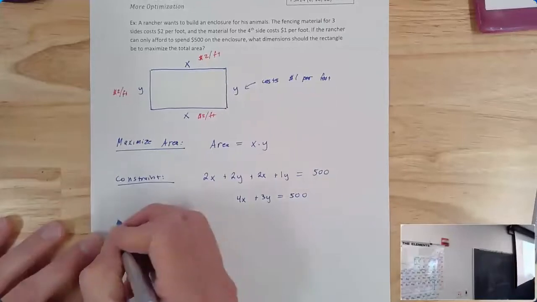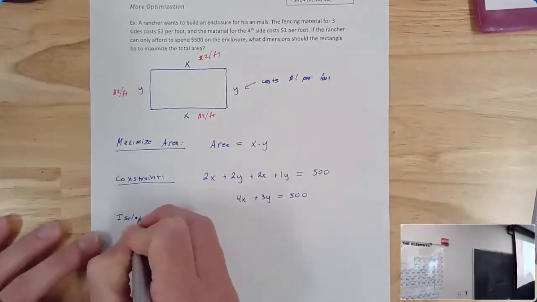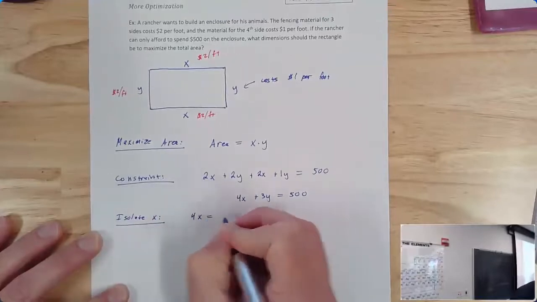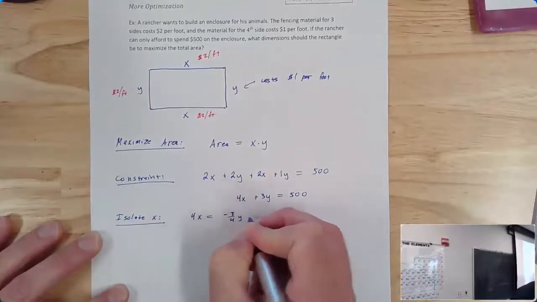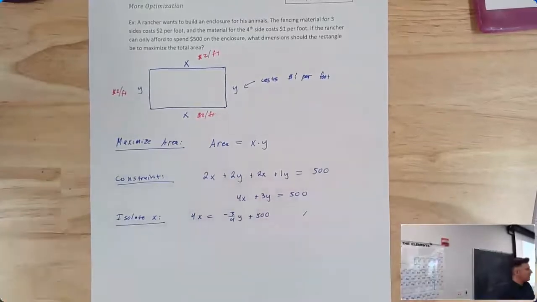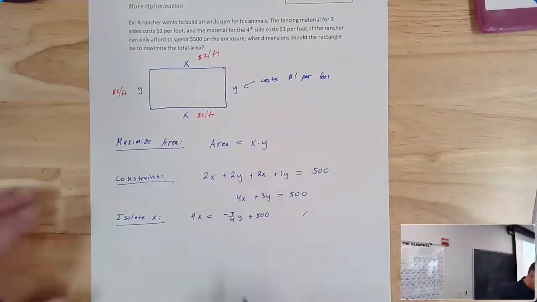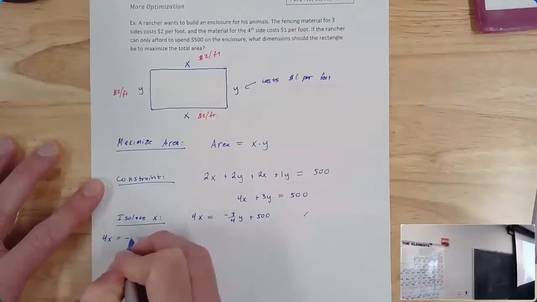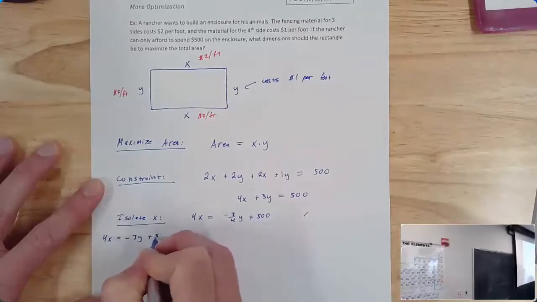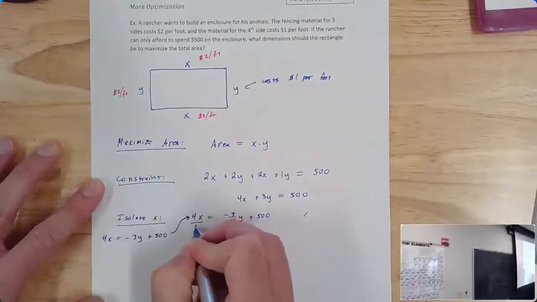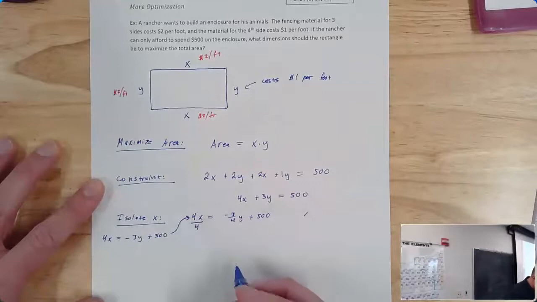So if I isolate X, because that's what I decided I wanted to do, we're going to get 4X equal to negative 3/4 Y plus 500. And then we're going to get X. Oops. Oh, I got ahead of myself there. I started dividing by 4 too soon. I guess I'll write this over here. I'll have 4X equal to negative 3Y plus 500. And then if I divide everything by 4, I'll have 4X divided by 4 equals negative 3/4 Y plus 500 divided by 4. That saved it.